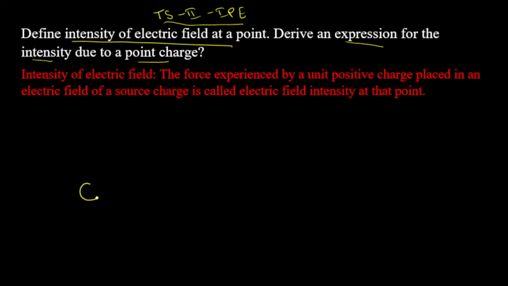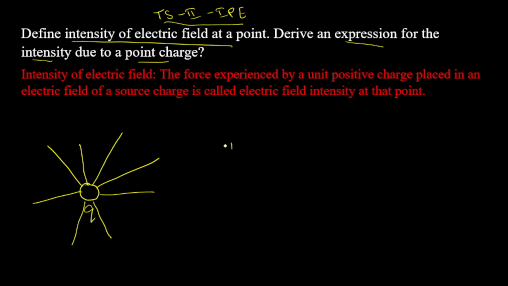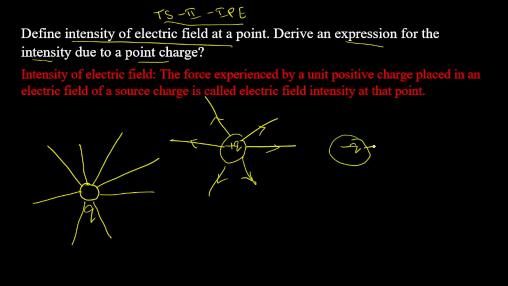For this purpose, I am considering a charge Q, and these are the electric field lines. The electric field lines may be directed outward or may be directed inward. If this charge is a positive charge, the electric field lines will be directed outward from this charge. If this charge is a negative charge, the direction of the electric field lines will be inward.